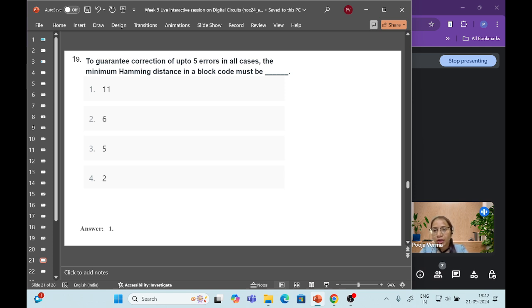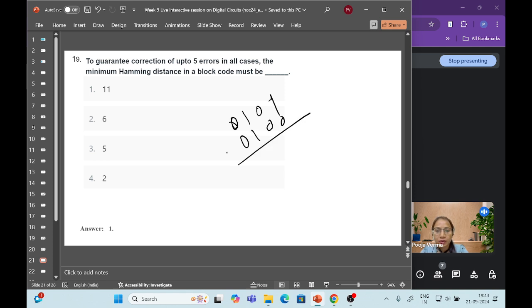The next question is: to guarantee correction of up to 5 errors in all cases, the minimum Hamming distance in a block code must be what? Already we know what a Hamming distance is. The Hamming distance between two words of the same size is the number of differences between the corresponding bits. For example, it is given 0, 1, 0, 1 here, and 0, 1, 0, 0 here.